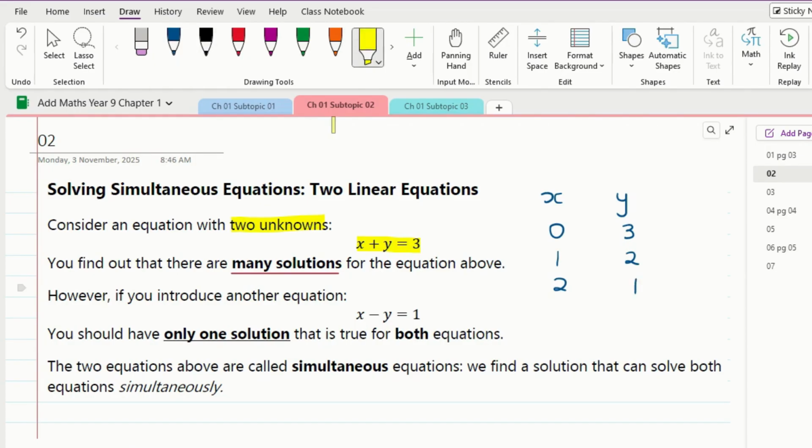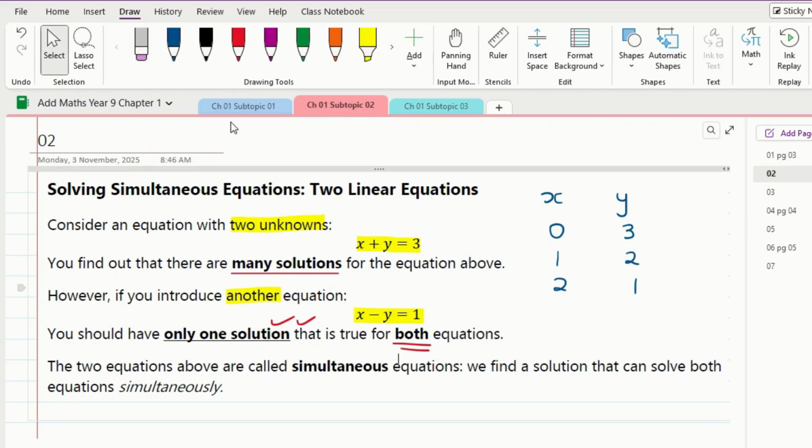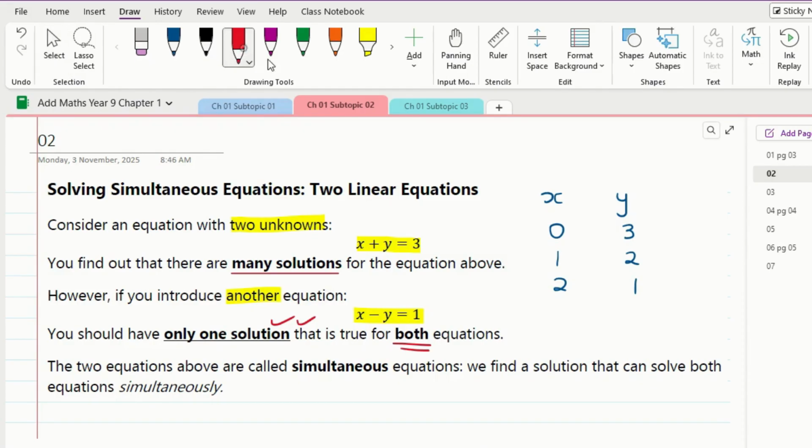However, if you introduce another equation, x minus y equals 1, you should only have one solution, one that is true for both of the equations. We already have this list of numbers: x equals 0, y equals 3; x equals 1, y equals 2; and x equals 2, y equals 1. Which one of these will fulfill both equations, x plus y equals 3 and x minus y equals 1? I want you to pause and think.